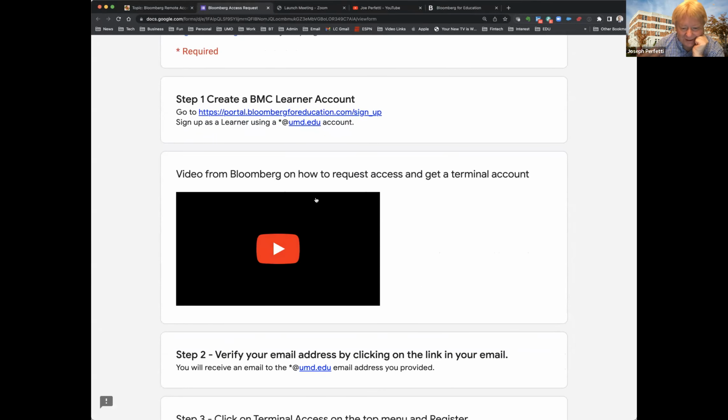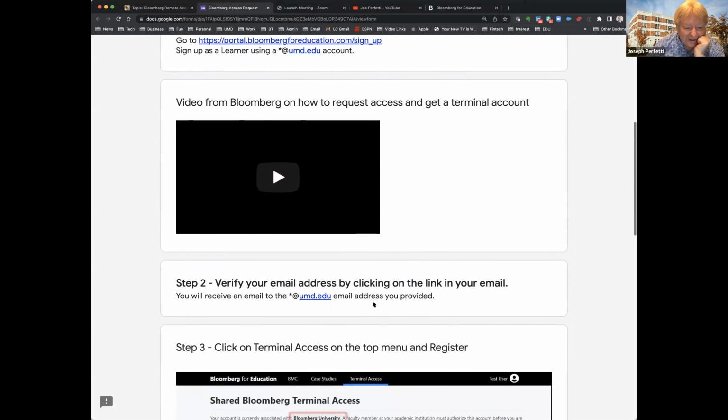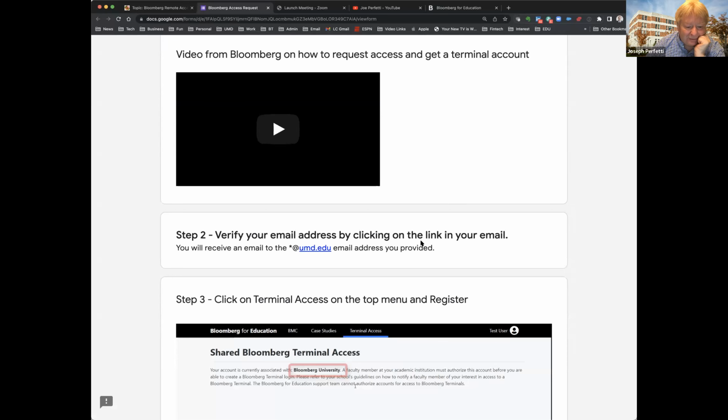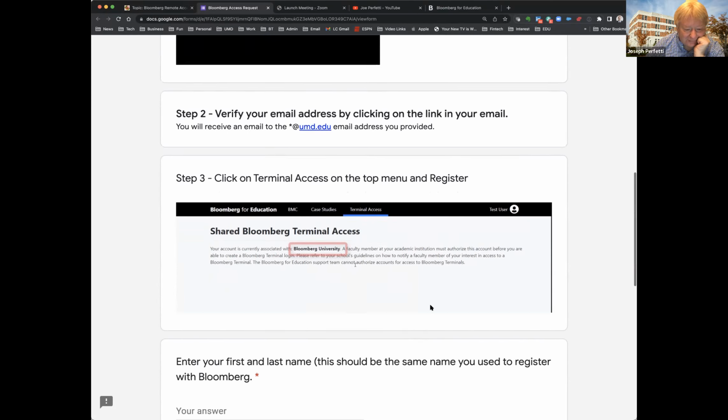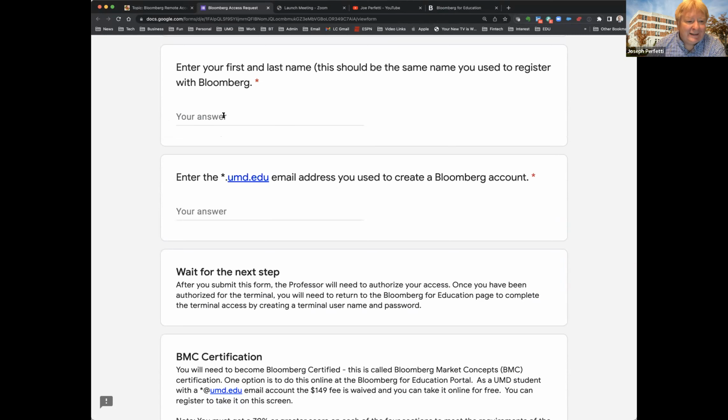And what this Google form basically has is it says, okay, create your account. There's the videos, different ways to basically tell you the same information. Verify your UMD email address. Click on terminal access, but you won't be able to access the terminal. And then tell me the name you used and the umd.edu address you used when you registered for your Bloomberg portal account. I will then go in, because I'm going to check this Google form that you're filling out. I will then authorize you for Bloomberg.